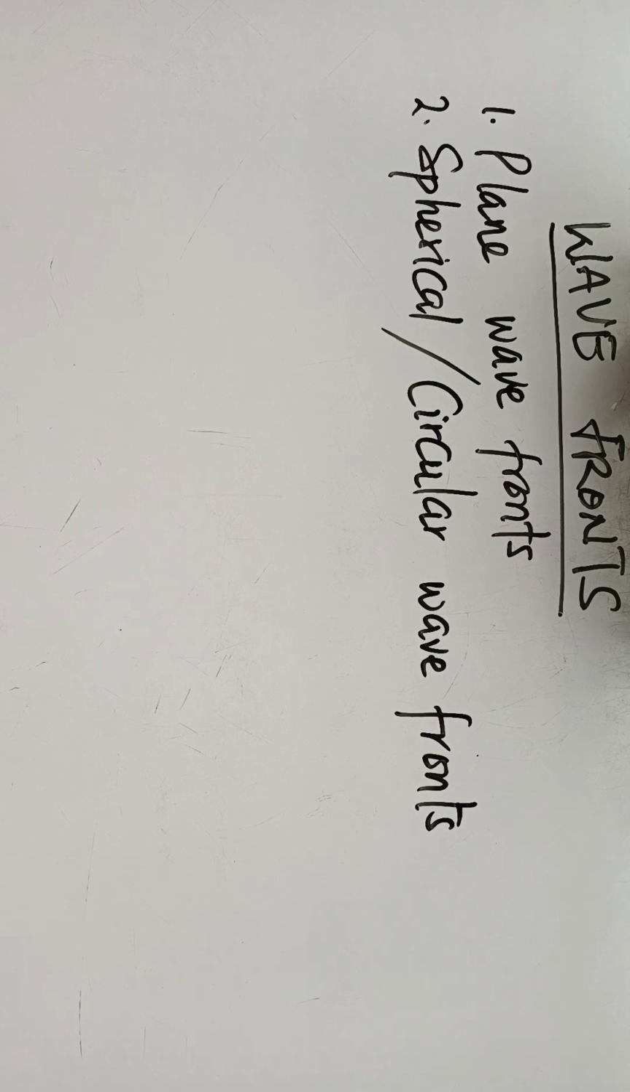A line at right angle to a wavefront which shows its direction of travel is said to be a ray. I'm saying that a line at right angles to a wavefront which shows its direction of travel is called a ray.